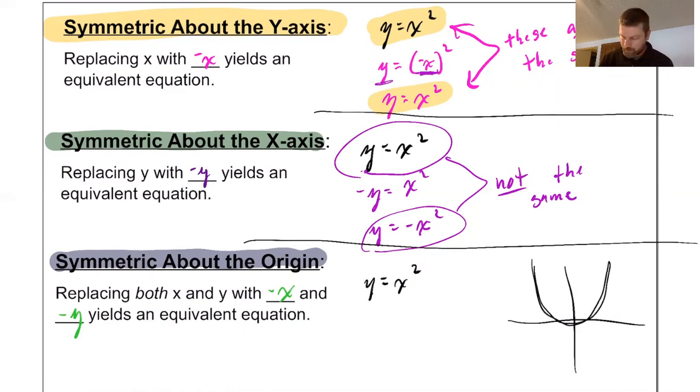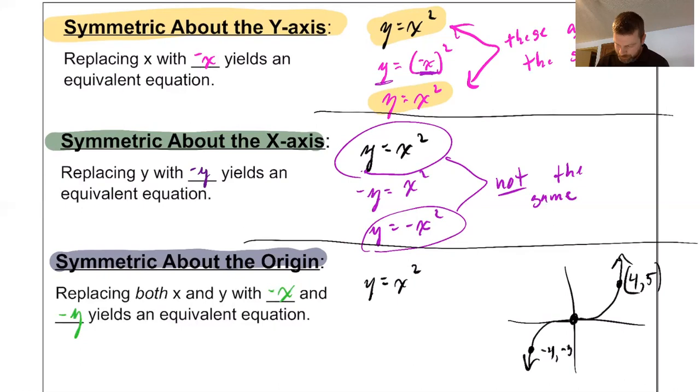Hopefully not. Symmetric about the origin means, here's the origin, if I had something that went like this on the one hand side, reflective over the origin would be reflected back the other way. It'd be down here. If it's reflective over the origin, any point that shows up here, let's just pretend that's 4, 5, should show up down here at negative 4, negative 5. Notice the same x and y's, but negative. Now that does not happen with y equals x squared. So this should not work out.